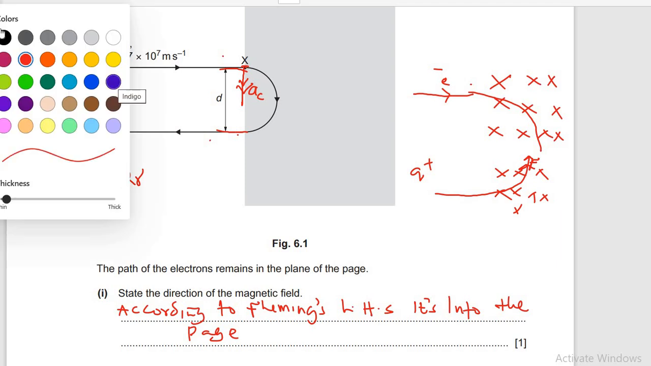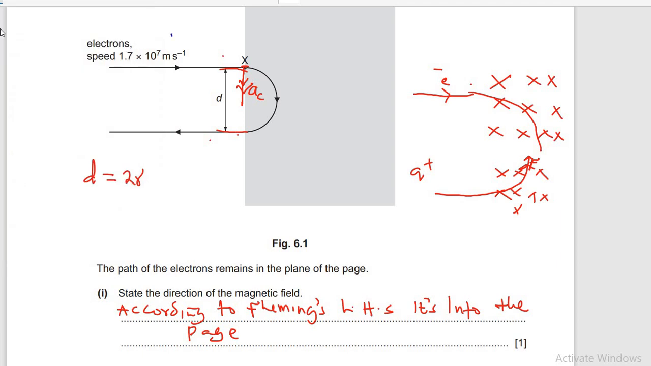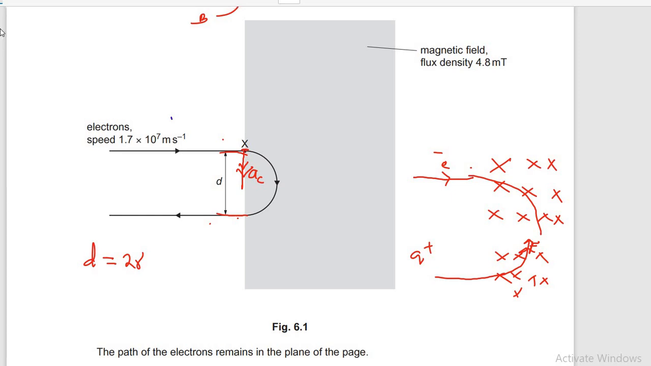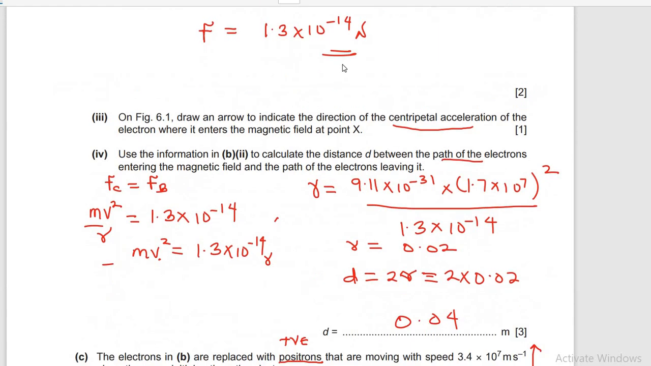So in this place, it's from the same path. The direction of force, according to Fleming left-hand rule, is to move upward. Put the direction of force there, it's going to move upward. And the diameter is 2D. So from here to here is D. So the diameter is 2D vertically from X. This is what the question is asking us to do.